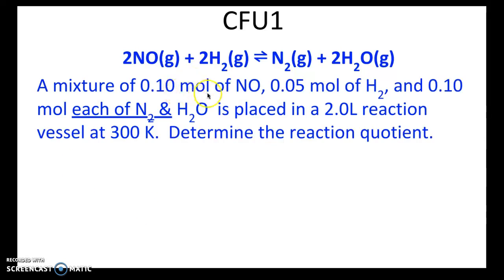So this problem, you have this reaction here. It says a mixture of 0.1 moles of NO and 0.05 moles of H2 and 0.1 moles each of N2 and H2O is placed in a 2-liter reaction vessel at 300 K. Determine the reaction quotient. And again, this is the balanced chemical equation. There is a modification in your handout because I think I don't have this thing that I underlined here, each of N2. So make that modification.